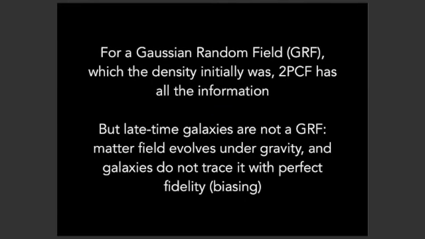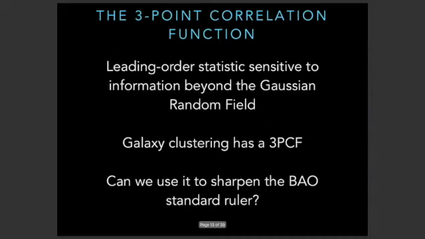So for a Gaussian random field, we know that the 2-point function has all the information, but late-time galaxies are not a Gaussian random field because the matter field evolves under gravity, and galaxies don't trace the matter field with perfect fidelity. That's biasing. And so you generate a 3-point correlation function.